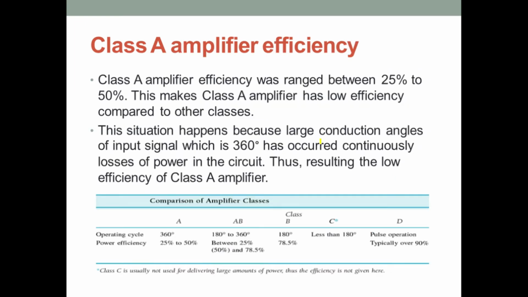This amplifier's efficiency ranges between 25% to 50%. Compared to other classes of amplifier, it has low efficiency. This situation happens because of the large conduction angle of the input signal, which is 360 degrees, which causes continuous power losses in this circuit, resulting in the low efficiency of the class A amplifier.